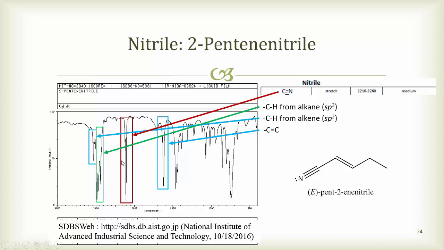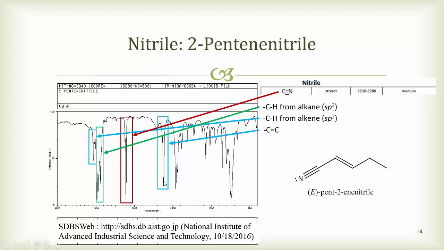And since there is nothing else really for the nitrogen to be doing, the good bet is that it's a nitrile. You've also got your sp3 carbon-hydrogen bonds that you should be observing, and you do, just below 3,000. And because this is an alkene, we do see the carbon-hydrogen sp2 stretches just above 3,000, and we still see the carbon-carbon double bond just above 1,600 wave numbers.